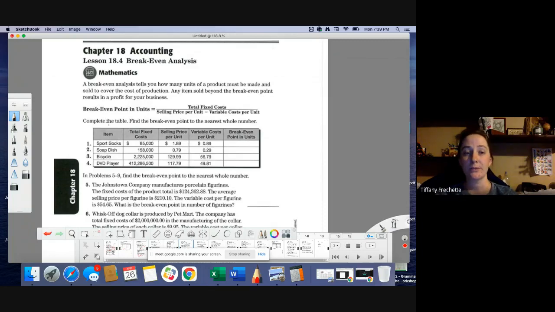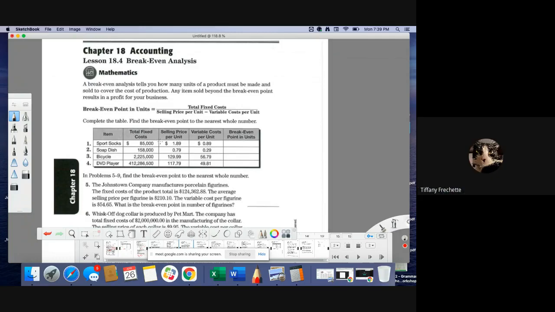So if we look at this one below, it says complete the table, find the break-even point to the nearest whole number. So they want you to round off the cents on this one. We have sports socks. We have a total fixed cost of $85,000. So remember, total fixed cost goes on top of our fraction here. Selling price per unit is $1.89, and variable cost per unit is 89 cents. So we have all three pieces we need here.